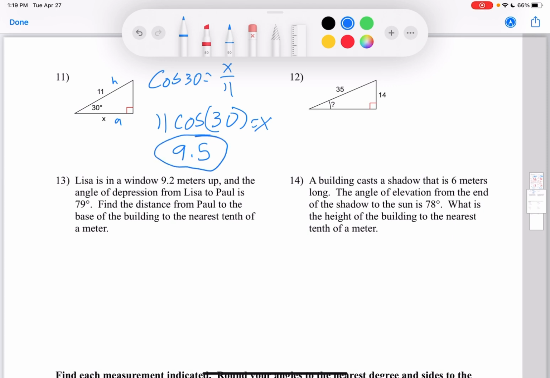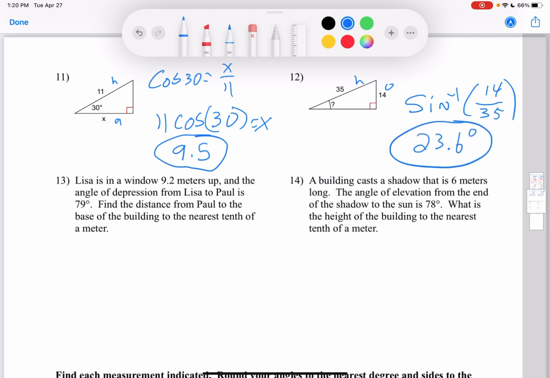And the last one, opposite over hypotenuse, so sine, and because we're trying to find the angle, it's the inverse sine. So inverse sine of 14 over 35. And you get 23.6 degrees. And there's that set.